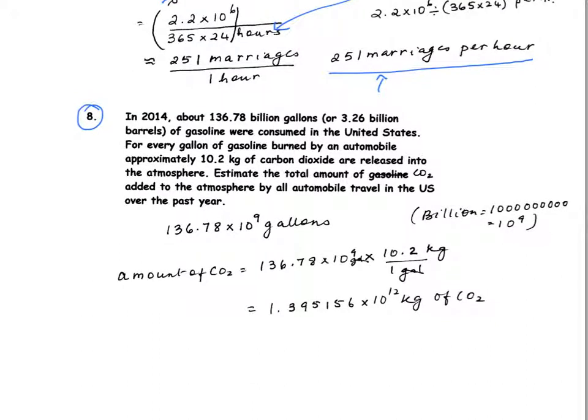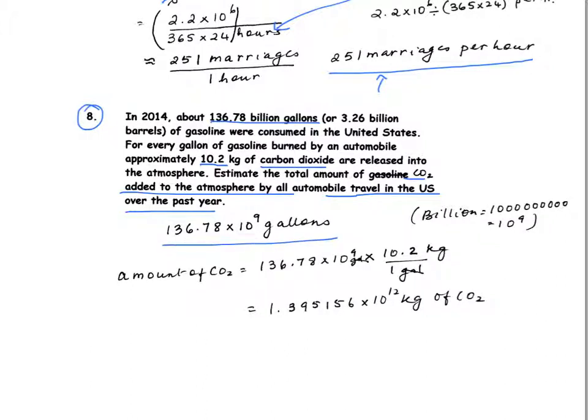So the next problem. In 2014, 136.78 billion gallons of gasoline were consumed in the United States. For every gallon of gasoline burned by an automobile, approximately 10.2 kilograms of carbon dioxide is released. Now, we need to estimate the total amount of carbon dioxide added to the atmosphere by the automobile travel in the United States over a year.